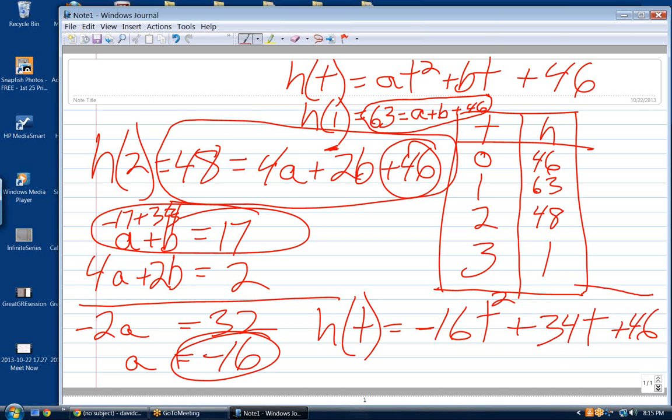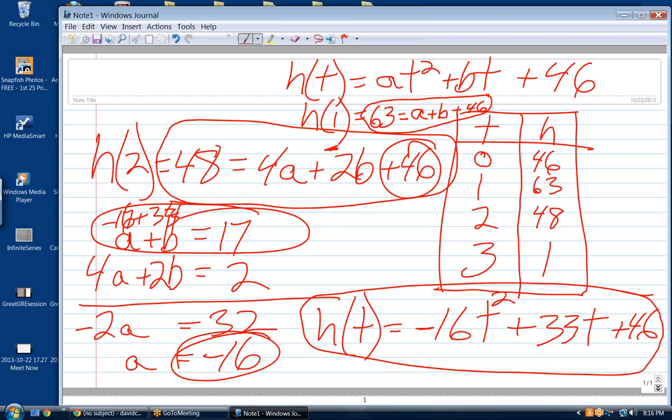So there's our equation. No, it's 33, because A was negative 16, not negative 17. Okay. Boy, that's unusual. It's not often you make two mistakes and end up with the right answer, because one cancels the other.